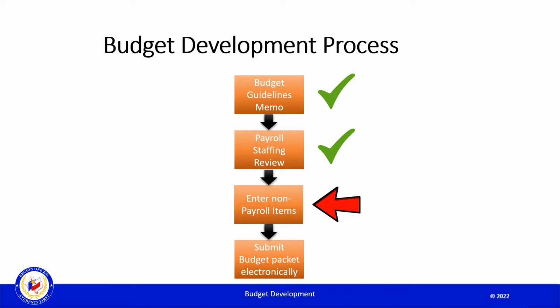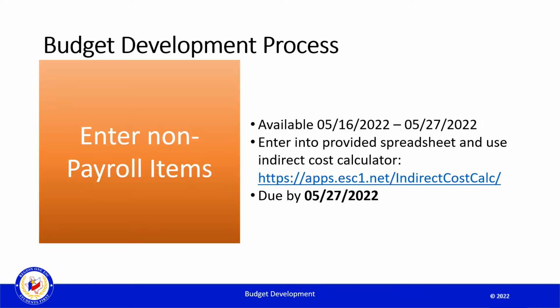This presentation is Part 3 of 4 of Region 1's Budget Development Process. Part 3 will cover entering non-payroll items into the Budget Data Entry Worksheet. This part of the budget development process will be available for 2 weeks from May 16 through May 27, 2022, and will require the use of Region 1's Indirect Cost Calculator. Entering of non-payroll items is due by May 27, 2022.